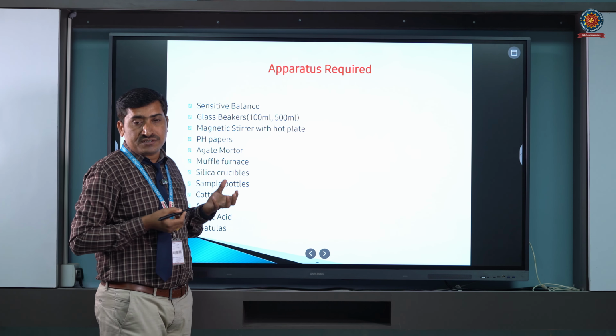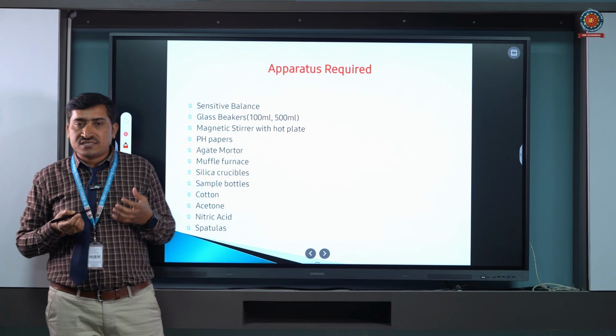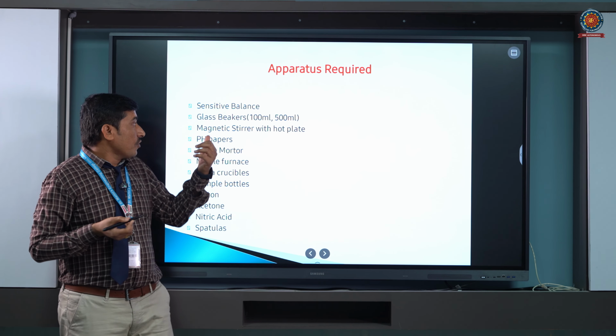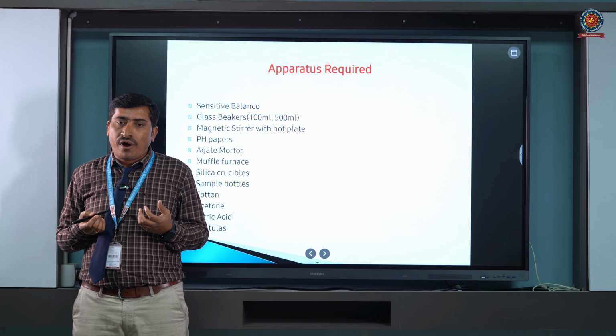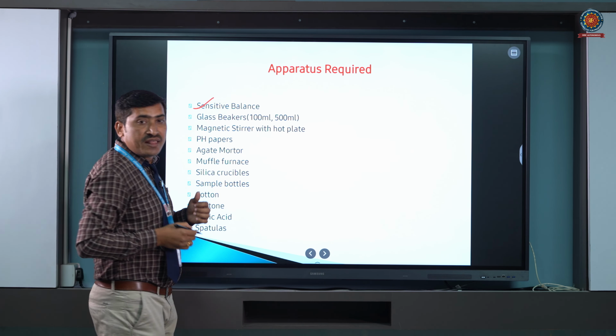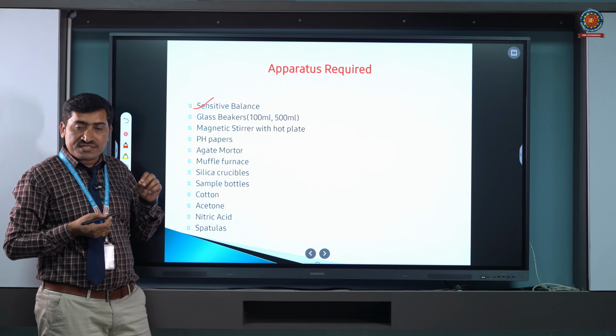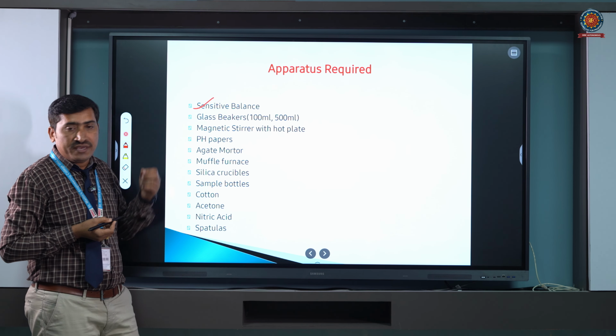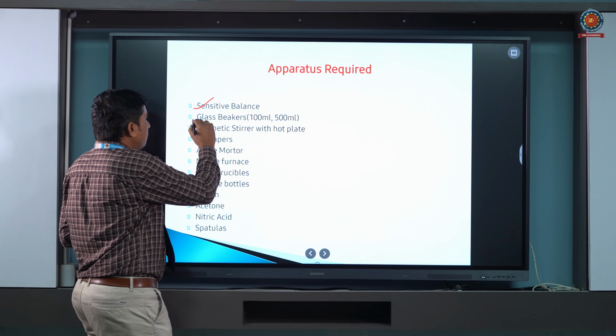Next are the apparatus. We are going to start the synthesis, and we need different apparatus. First, the sensitive balance. What is the sensitive balance? It measures our sample by weighing accordingly. Next one is glass beakers.